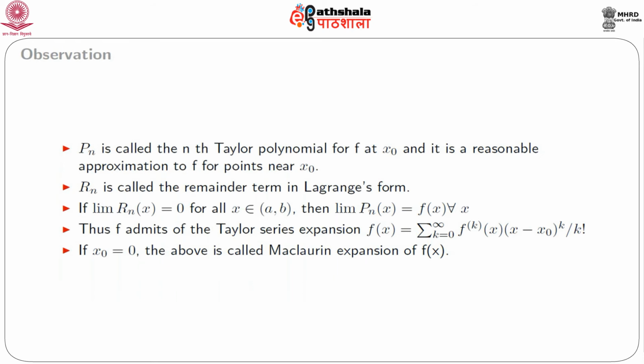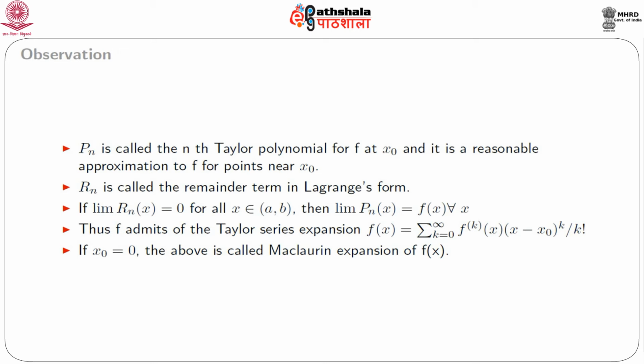Here P_n is called the nth Taylor polynomial for f at x naught, and it is a reasonable approximation to f for points near x naught. R_n is called the remainder term in Lagrange's form. However, if the limit of R_n(x) equals 0 for all x belonging to the open interval (a, b), then the limit of P_n(x) comes out as f(x) for all x.